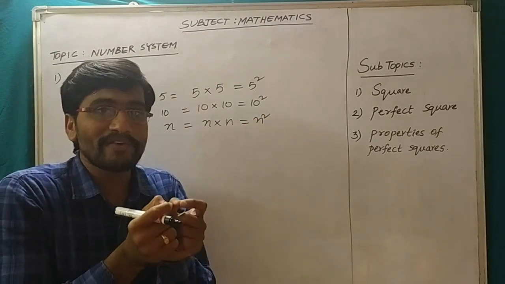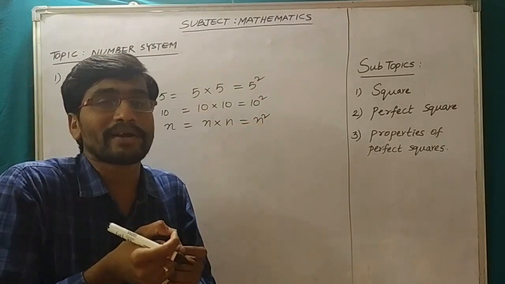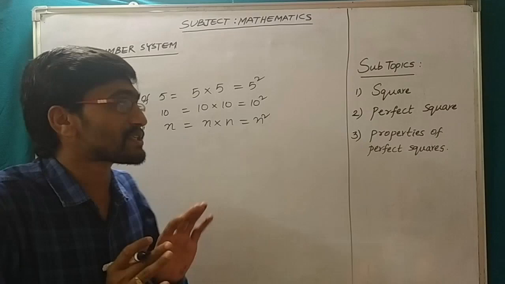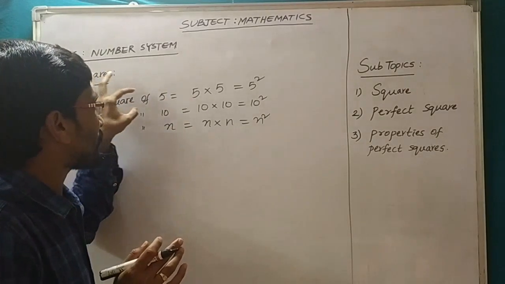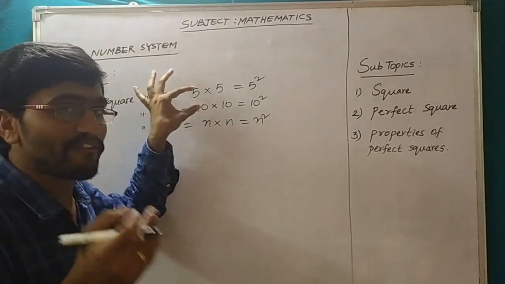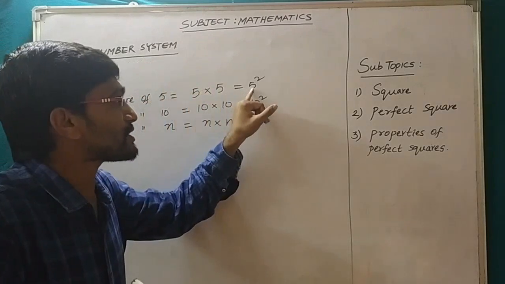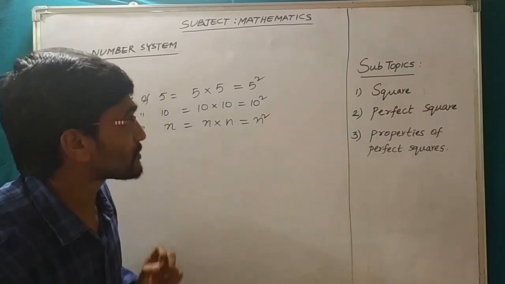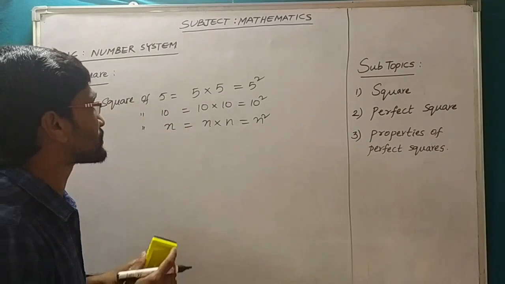The square of a number is the product of a number with itself. Here we need the square of 5. You have to multiply 5 by itself, then you get the square of 5. Okay, that is the definition of a square, with some examples.